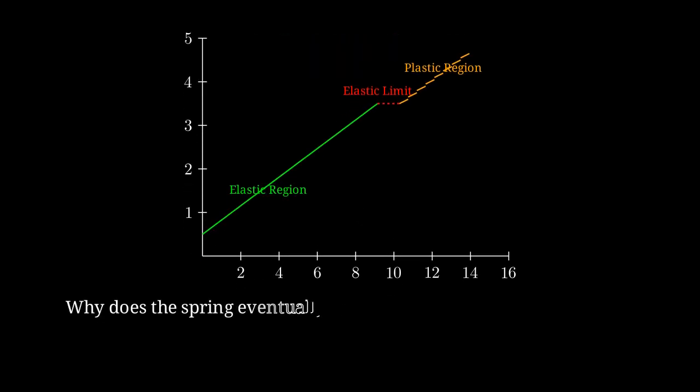Why does the spring eventually fail? At the atomic level, springs are made of atoms bonded together. When you stretch moderately, the bonds stretch like tiny springs themselves, but stretch too far and bonds break. Atoms slip past each other, and the structure is permanently altered.